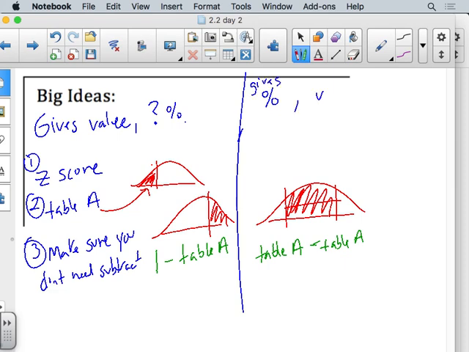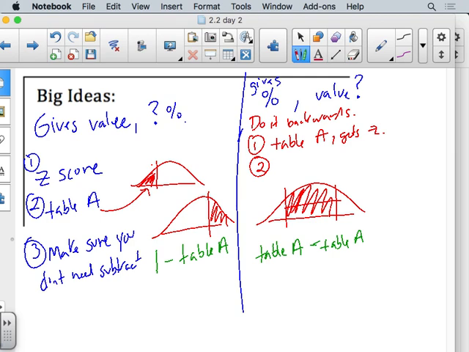If it gives you a percentage and your question is what is your value, you just need to do the whole process backwards. Step number 1 would be look up my value in table A, which would get me my z-score. Then you plug z into the formula. Step number 3 is solve for value.